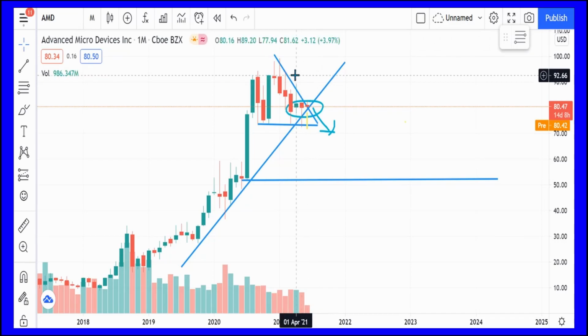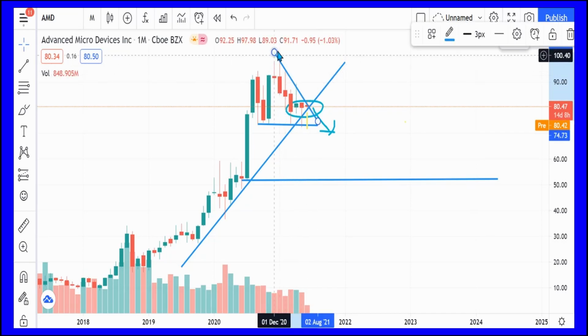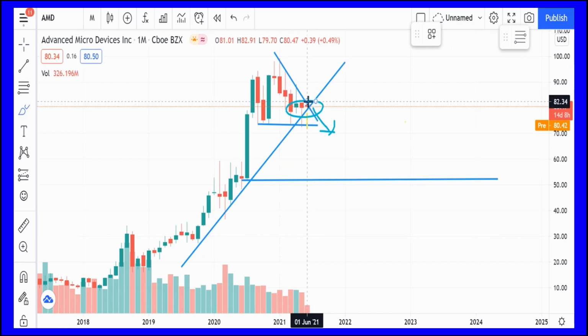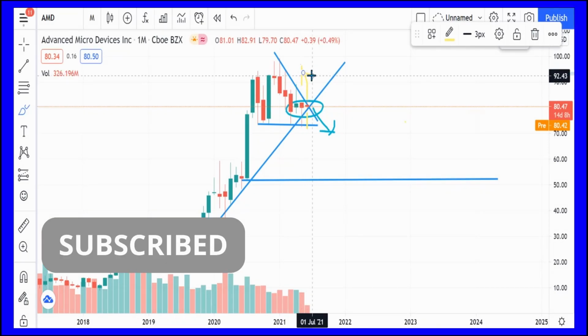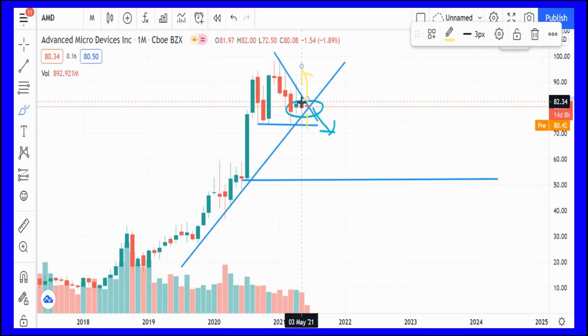Okay, so the tricky part here. Right now all the points here are touching at the top here. So the other tricky part is if the price managed to go beyond this particular level. If it managed to break out from here, that's a good sign. So now it's actually at a decision point.